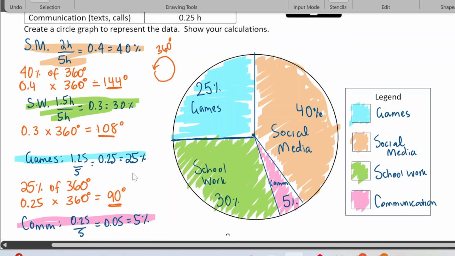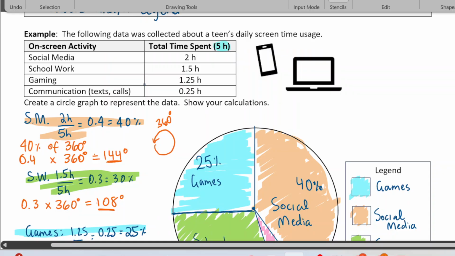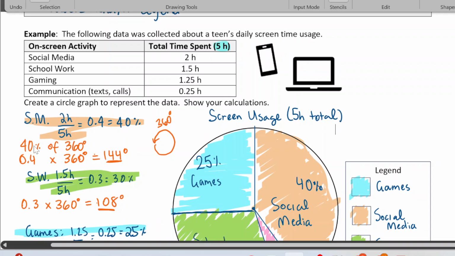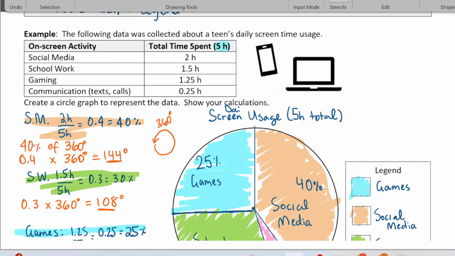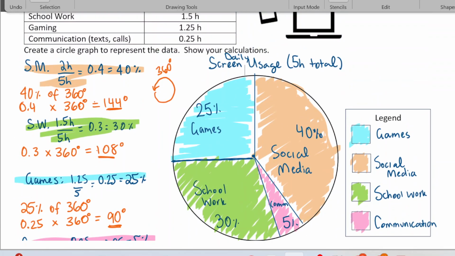Yeah, and then there's one thing we're forgetting, which is a title. So we want to do screen usage. And we want to put the total, 5 hours total. Okay. Actually, I should say even more specific, daily screen usage, 5 hours total. Okay, so that's my completed circle graph.